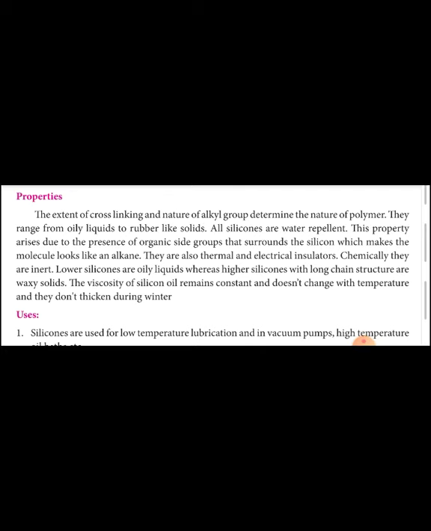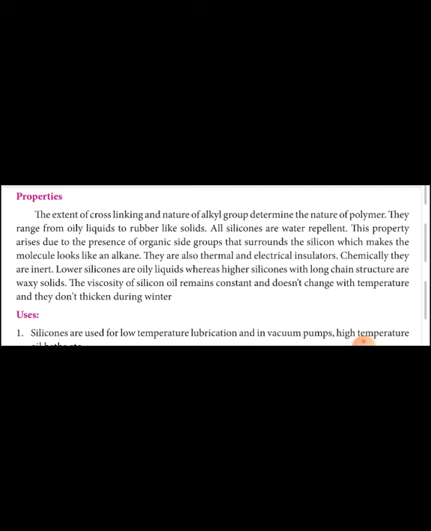The last point is the viscosity of silicone oil remains constant, it does not change with the temperature, and they don't thicken during winter. For example, if we take coconut oil, in winter when you get up in the morning you see it has frozen because of the temperature. But this one will not freeze at all. That is, the viscosity of silicone oil remains constant. It should not change according to the temperature. Therefore it is called a thermally stable substance and does not thicken during winter. So these are the important properties of silicones.